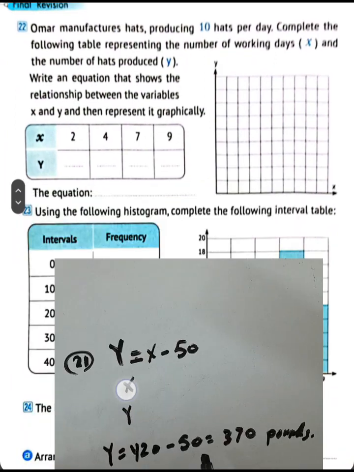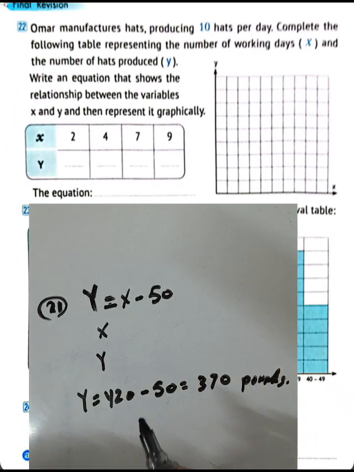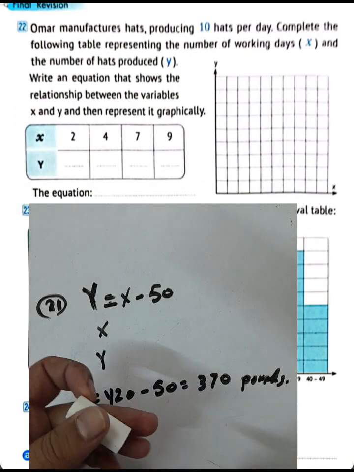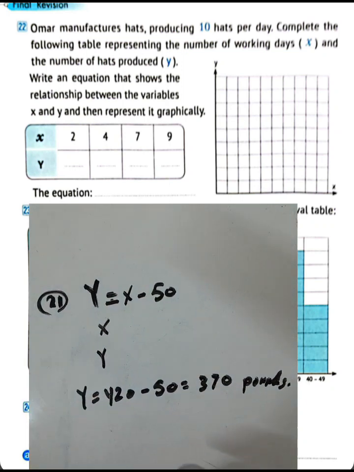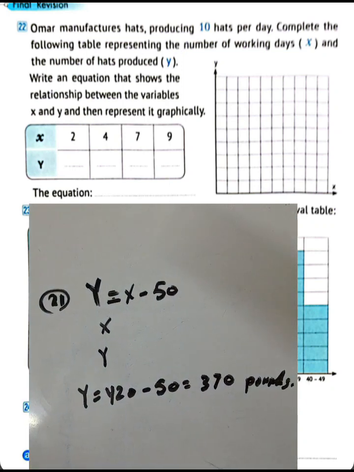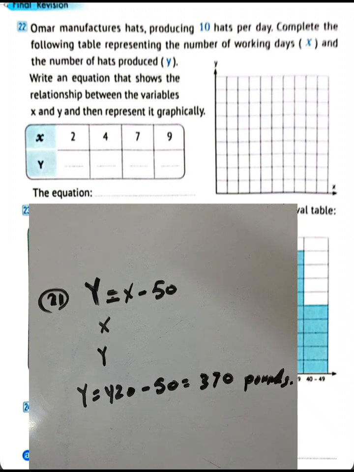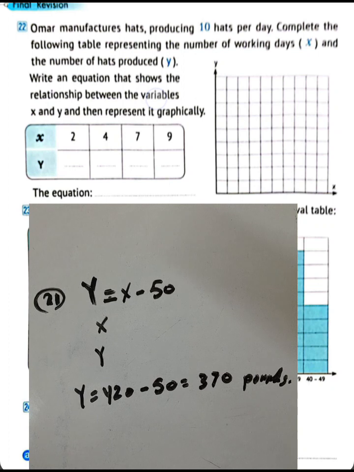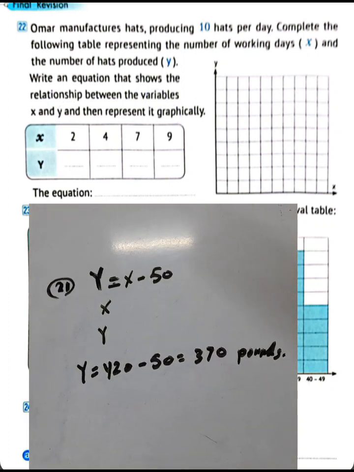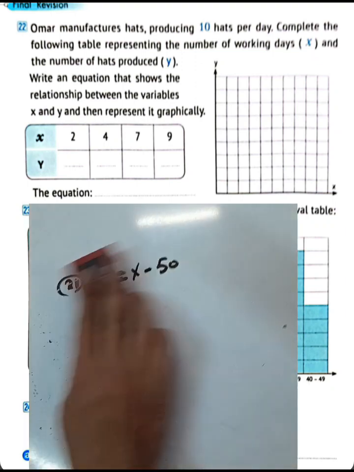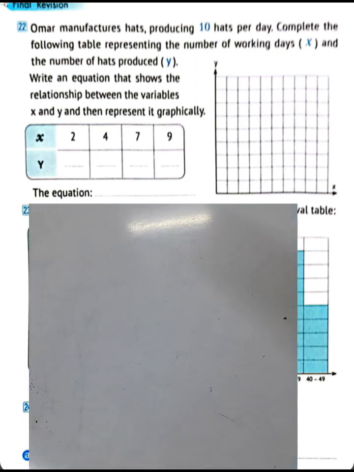Question 22. Omar manufactures items, producing 10 items per day. Complete the following table representing the number of working days X and the number of items produced Y. Write an equation that shows the relationship between the variables X and Y, and present it graphically. Okay, in the graph I want to draw and write the equation.